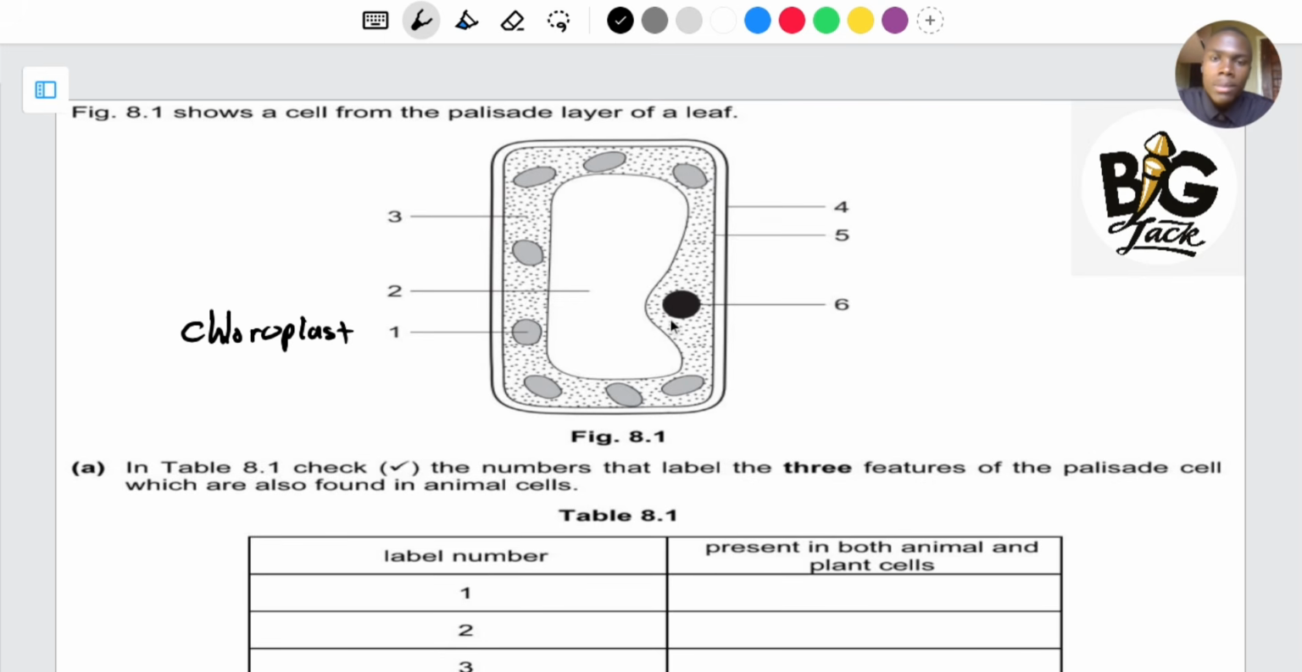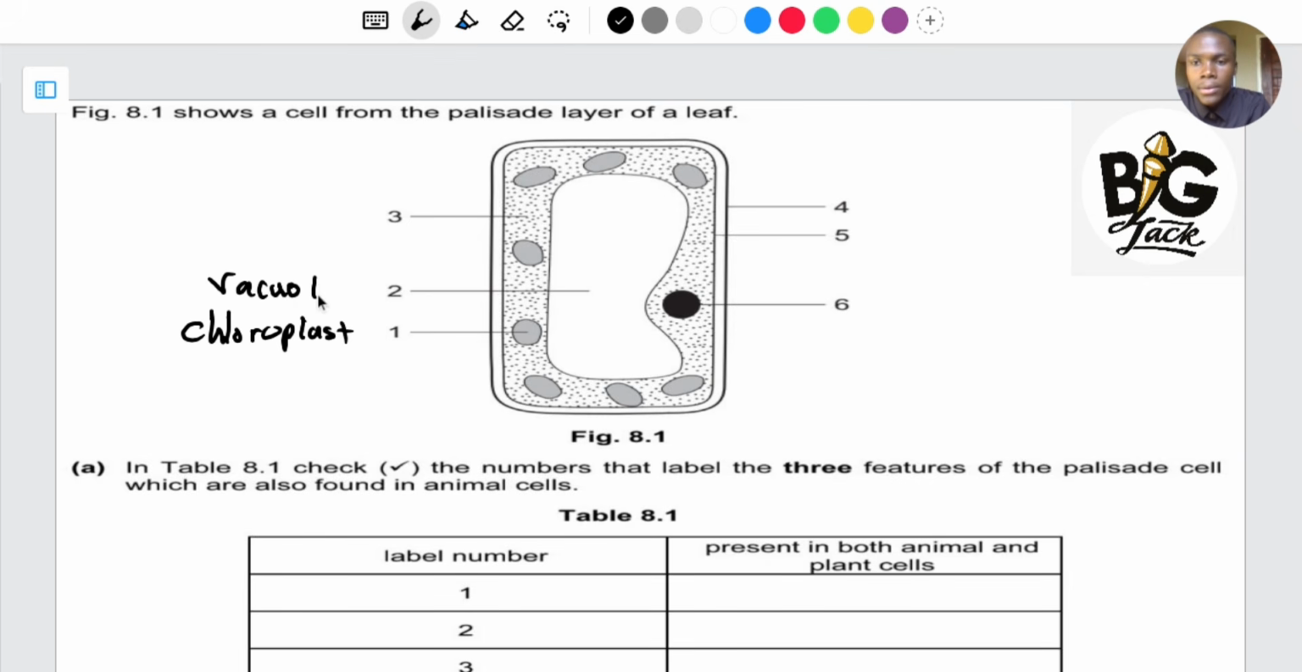In the chloroplast, that is where the process of photosynthesis takes place. And one thing that you need to know is that the chloroplast is only found in plants. It is not found in animals. Then structure 2 is called the vacuole.